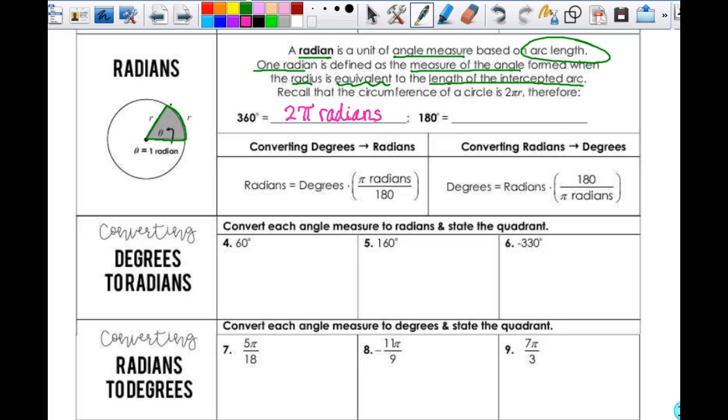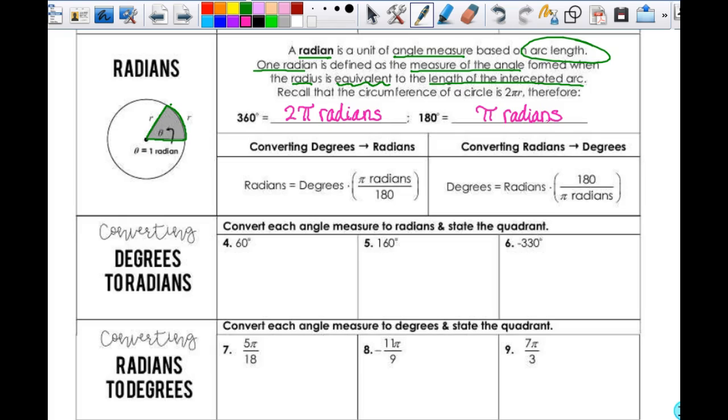Yes, 360 degrees is 2 pi, but 180 would be what? Pi radians. So when we go to convert, it would help if I actually spelled it right, radians. So when we go to convert, if you know that there's 180 degrees for pi radians, that's like saying there's 1 foot for every 12 inches, and you just use that to convert. It's very difficult to convert wrong.